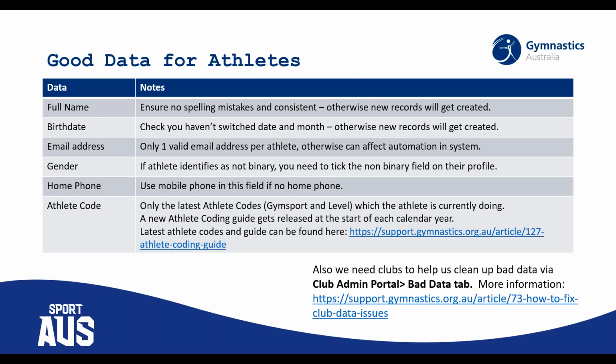I put this slide together about what good data looks like for athletes. And these are things that you should at a club level ensure that you're collecting good data on. First part of the data is their name. When you're registering athletes, ensure that there's no spelling mistakes and the names are consistent. And what I mean by consistent is, let's say you've got a hyphenated name, there's not a space in one record and no space in the other record.